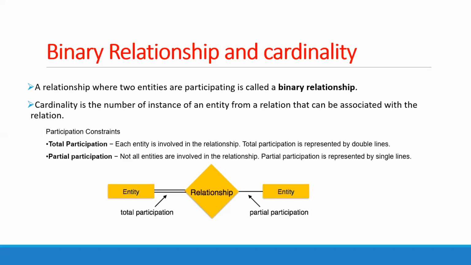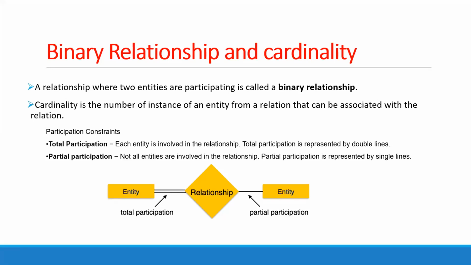In previous classes I gave the definition of cardinality also. Cardinality is the number of instances of an entity from a relation that can be associated with the relation. This is called cardinality. Before that, we have to know the difference between total participation and partial participation.